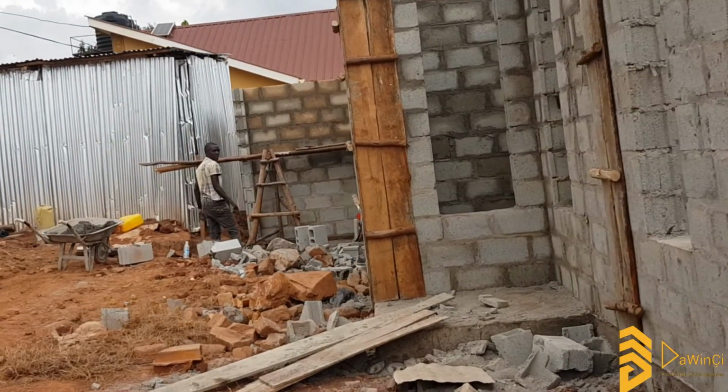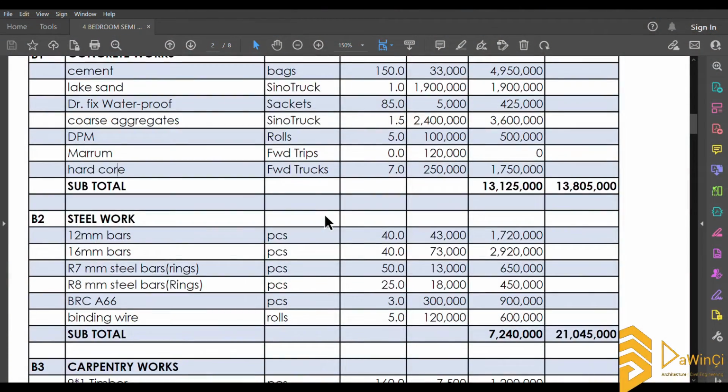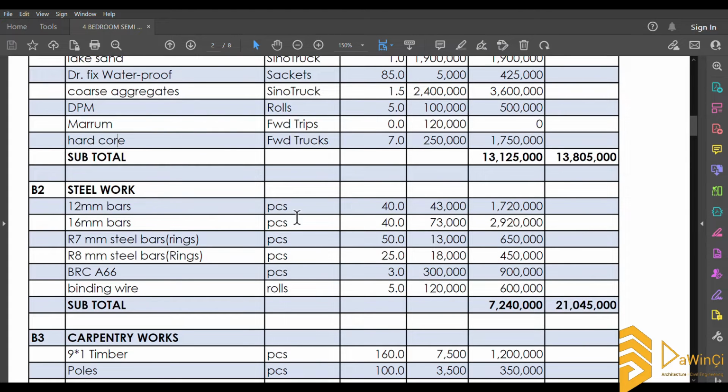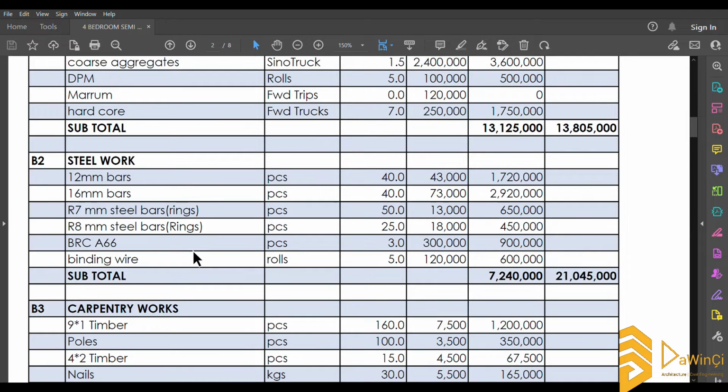Okay, so heading down to the steelworks, we have 12 millimeter bars, we have 16 millimeter iron bars, we have R7 and R8 rings. Now those ones are a bit separate. The R7 are to be used in the ground beam, and the R8 are to be used in the columns, in the starter columns, straight from the foundation.